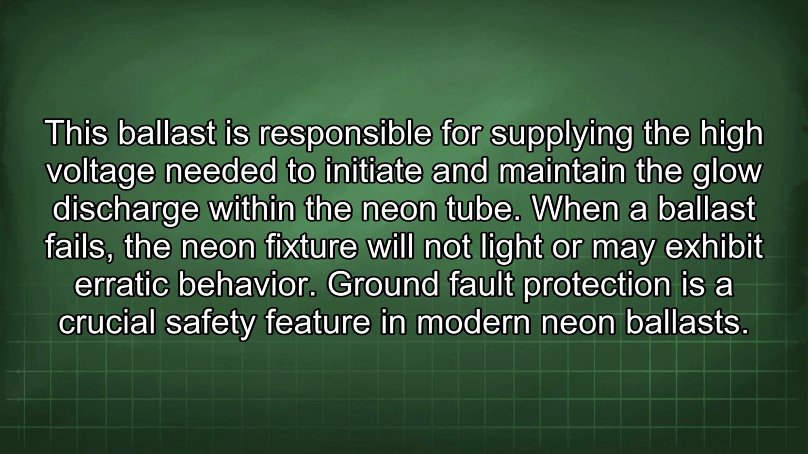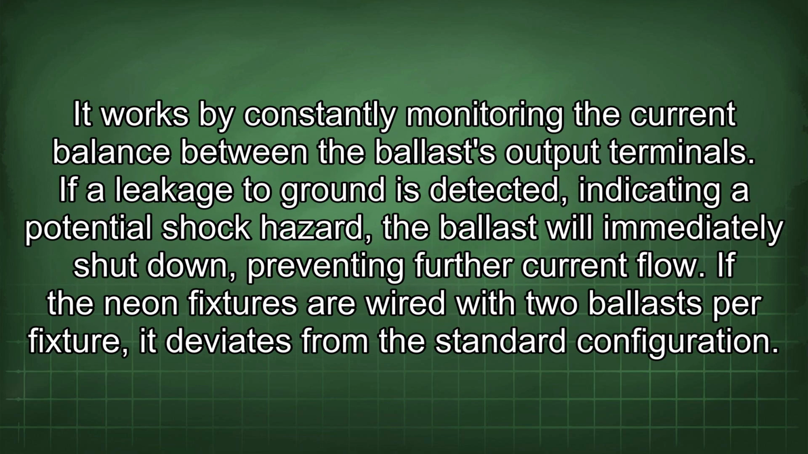Ground fault protection is a crucial safety feature in modern neon ballasts. It works by constantly monitoring the current balance between the ballast output terminals. If a leakage to ground is detected, indicating a potential shock hazard, the ballast will immediately shut down, preventing further current flow.